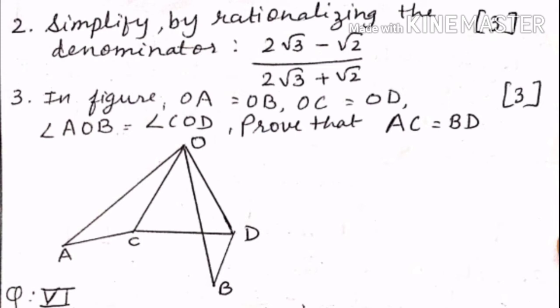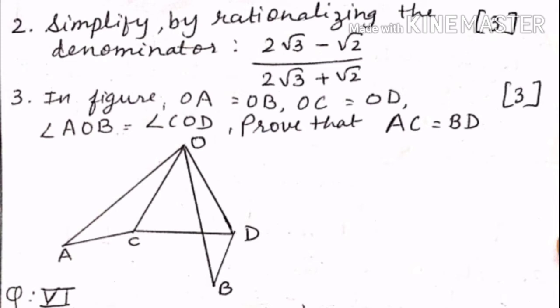We will simplify by multiplication of binomials in the numerator and in the denominator using our identity number 4, that is a plus b, a minus b type. And if you get the correct answers, then you get full marks for this. Now question number 3 is the triangle chapter, students.